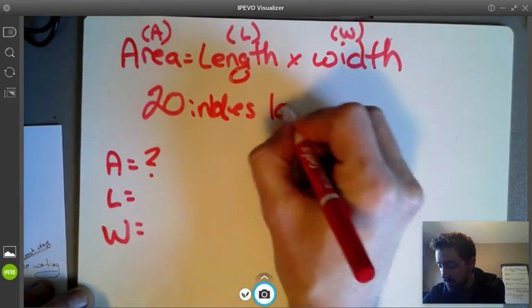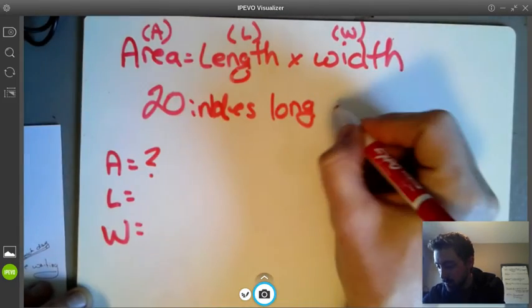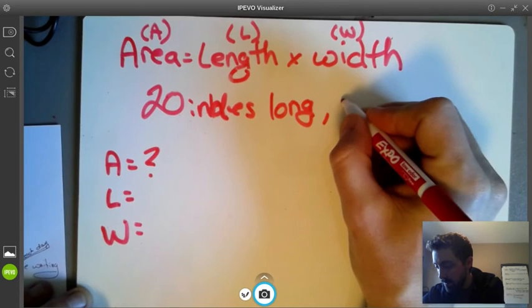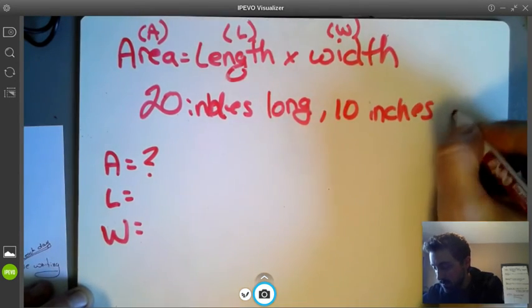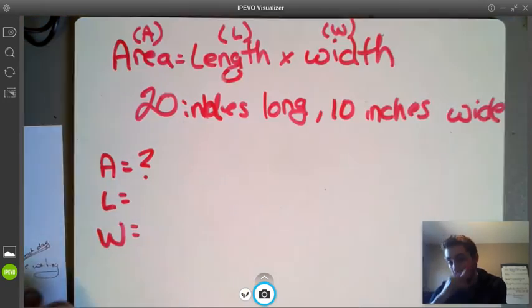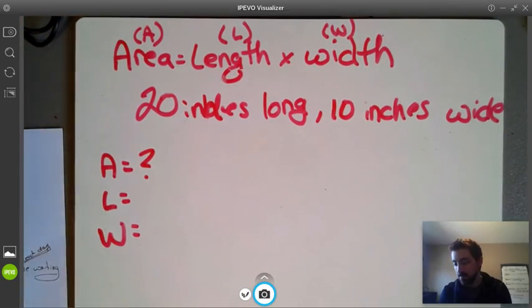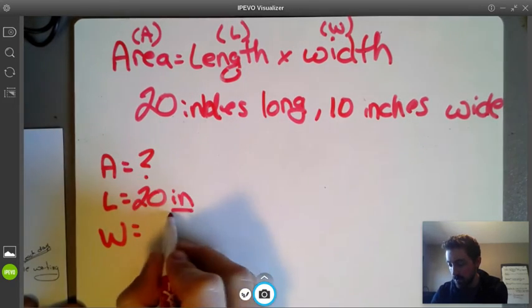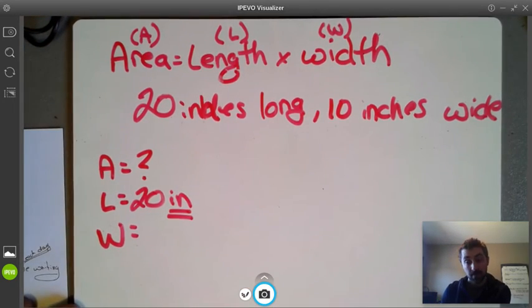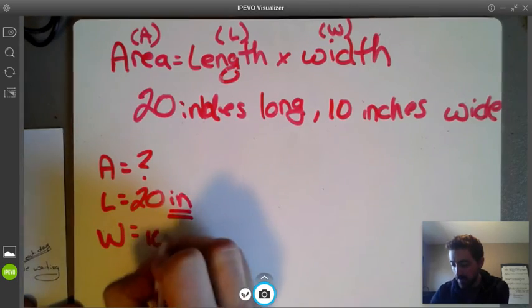Inches long and 10 inches wide. And we want to find the area of this painting. So we know our length. Our length is 20 inches. Always put what type of measurement it is. And our width is 10 inches.